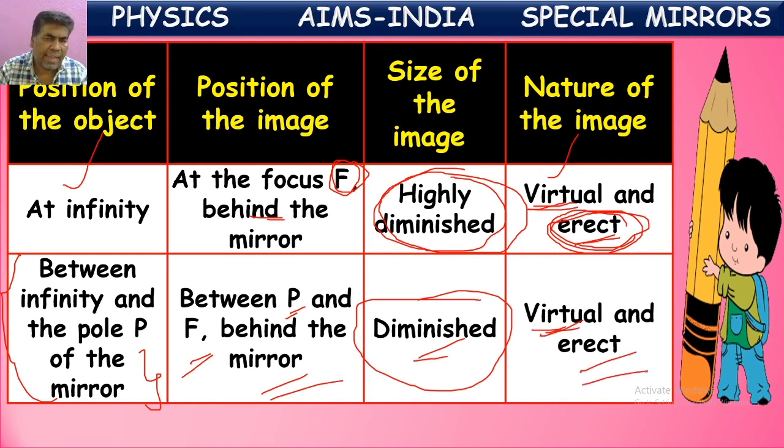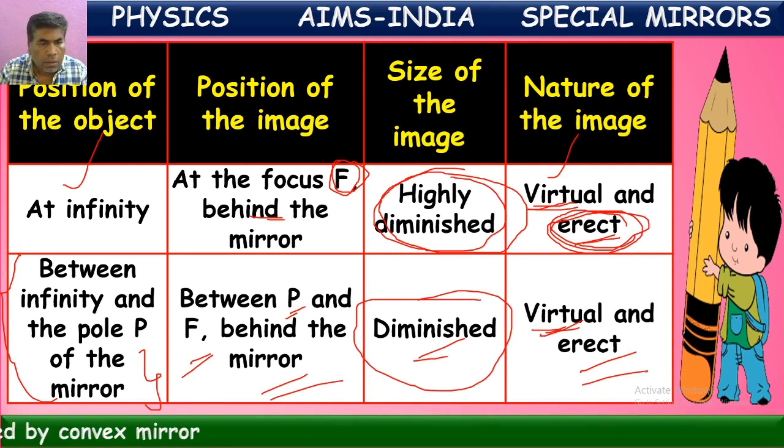You may get questions like this. In which mirror will we always get a virtual image? Convex mirror. Always diminished image: convex mirror. Always erect image: convex mirror. Like this, you may get questions. Okay, children?